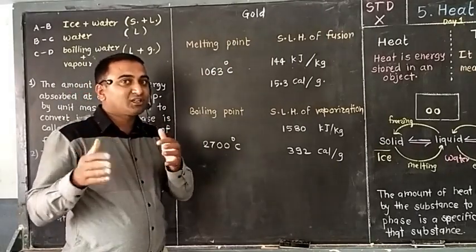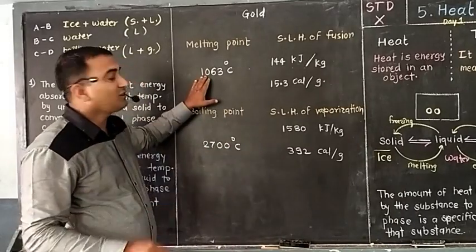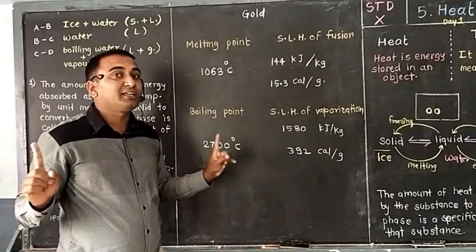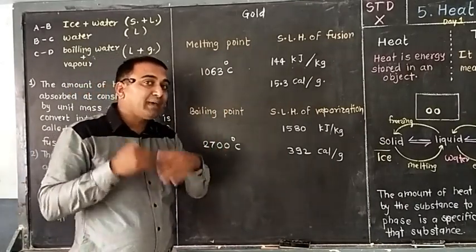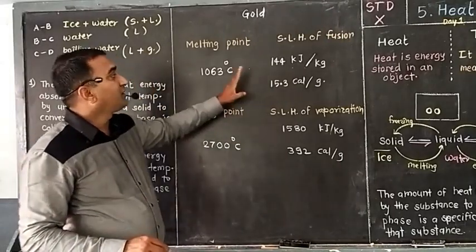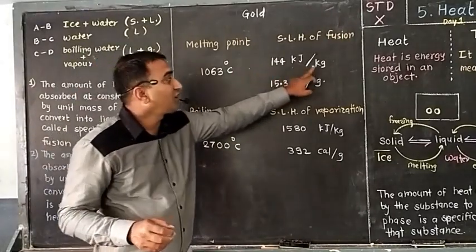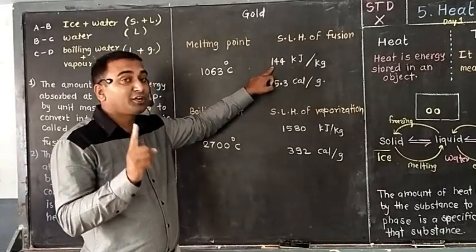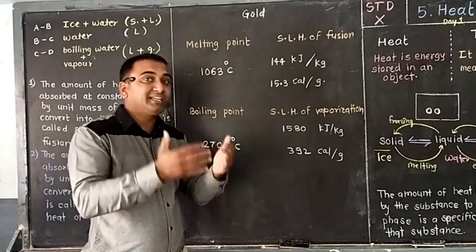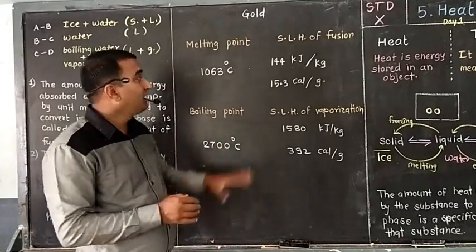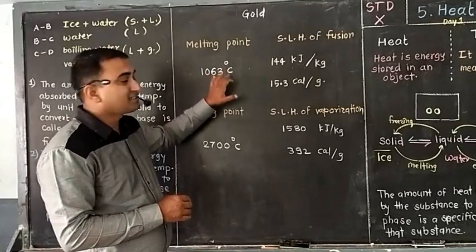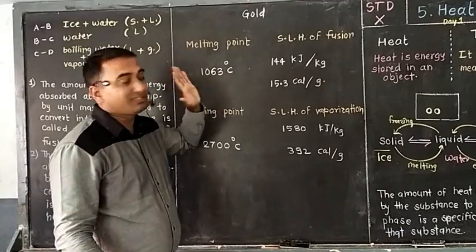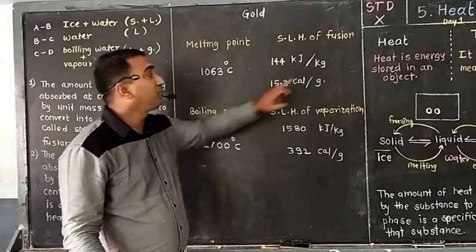Within that time it starts to convert into liquid, but at 1063 degrees Celsius it will not show an increase in temperature, though it is absorbing heat. Why? Because of how much heat it will absorb. For 1 kg of gold, it will absorb about 144 kilojoule of energy, and then it will totally convert into liquid. Solid is at 1063 degrees Celsius, so liquid is also at 1063 degrees Celsius. So this is the latent heat of fusion per kilogram.